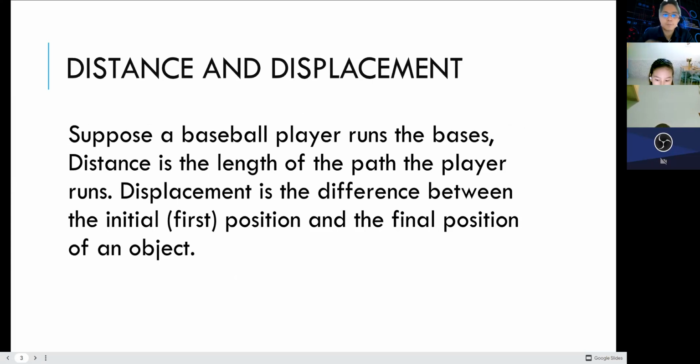Now, distance and displacement. Let's take a look at the differences between distance and displacement. Suppose a baseball player runs the bases. Distance is the length of the path the player runs. While the displacement is the difference between the initial position and the final position of the object. Meaning to say that you are now calculating from the reference point going to the final position. That is displacement.